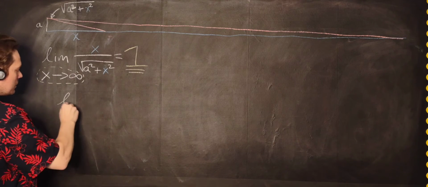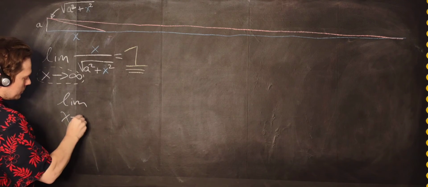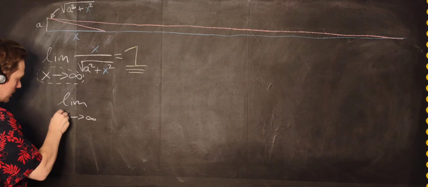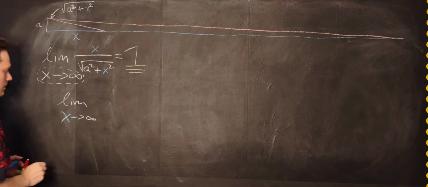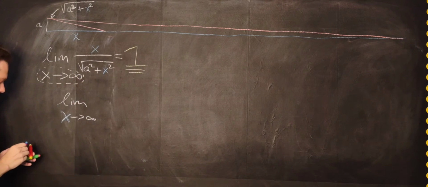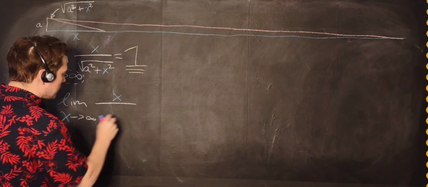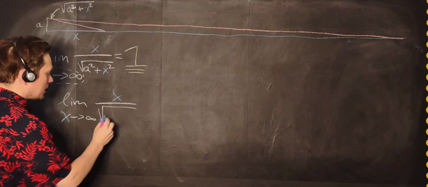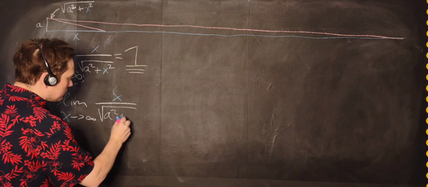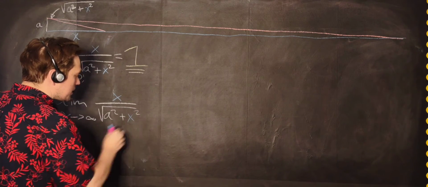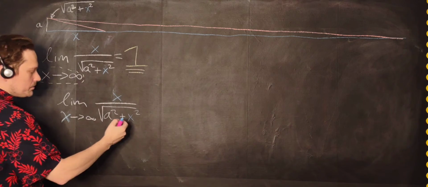So the limit as x approaches positive infinity. Keep this in mind: this x here, it's this x. It's the length of this. And then you're going to have here x divided by the square root of a squared plus, and then here, remember, this was x squared. So notice that it's x here and x here.